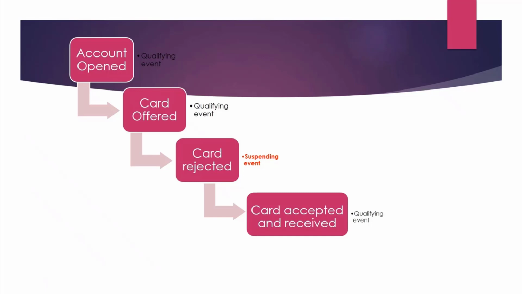So, to understand this scenario, I will define 4 events, out of which 3 will be the qualifying events and 1 will be the suspending event called card rejected. In the suspending event, we can define the duration, like for what time this event will be in effect.